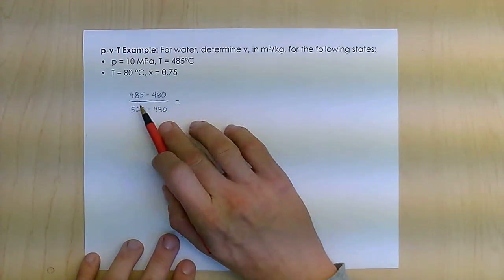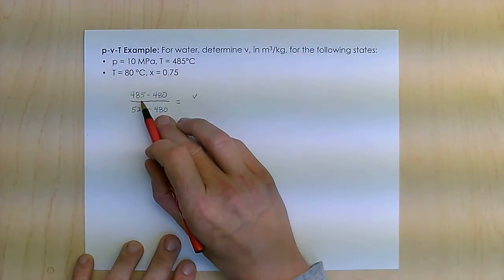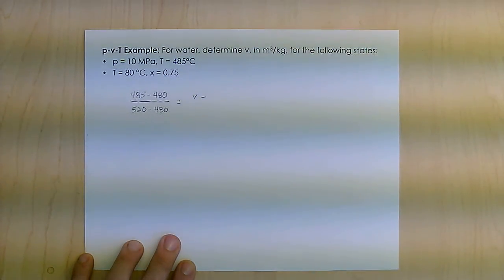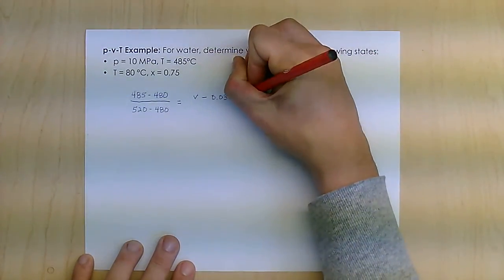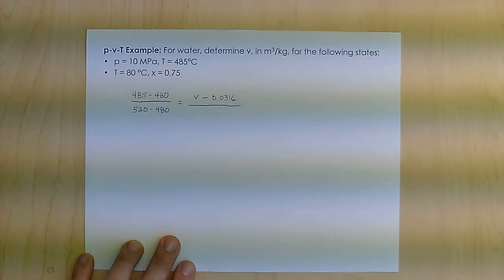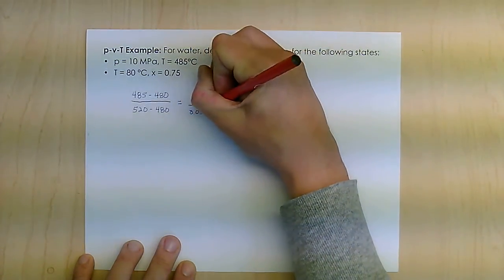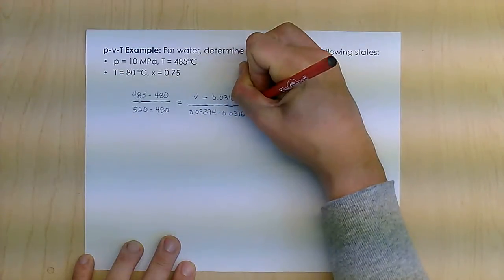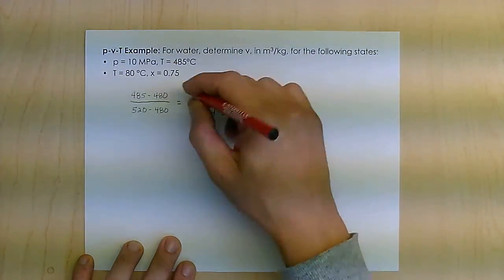So all I do here is line up my volumes with my values. My unknown volume V corresponds with the 485. That's what I'm trying to solve for. At 480, my V was 0.0316, and I divide that by what my V at 520 was, which was 0.03394, and then I subtract off that same 0.0316. So I set up my ratios like this.